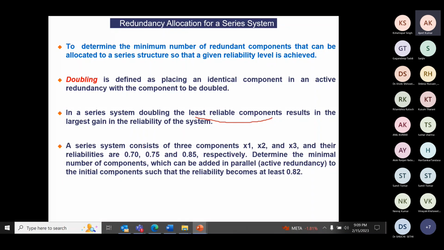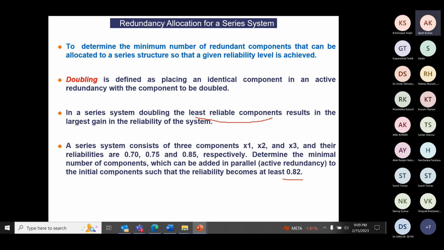For example, a series system with components 1, 2, and 3 and their reliabilities are as shown. Determine the minimum number of components which can be added in parallel to the initial component such that the reliability becomes 0.82.